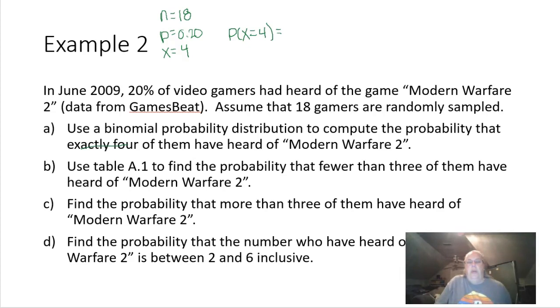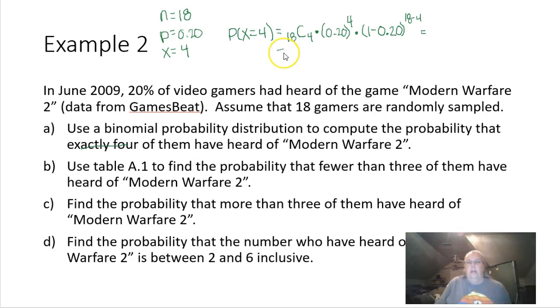this game, we are going to do a combination of 18 things, taken 4 at a time, times the probability of success, which is 0.20, raised to the power of 4, because we wanted 4 successes, times the probability of failure, this is 1 minus our probability of success, raised to the power of the number of failures. Now, if we had 4 successes and 18 total, then our power is going to be 18 minus 4 here. And we should be able to put this into the calculator.